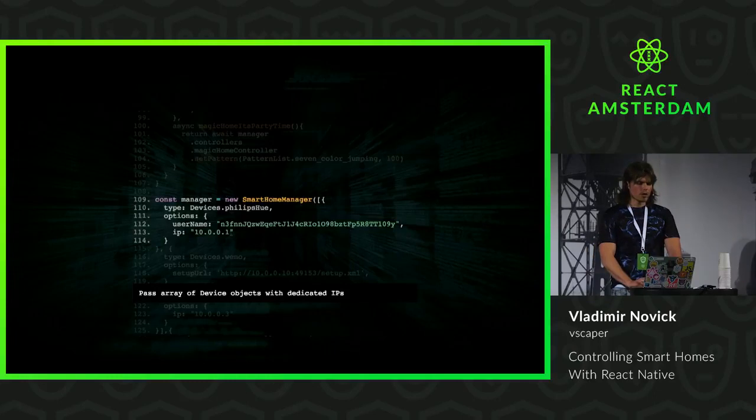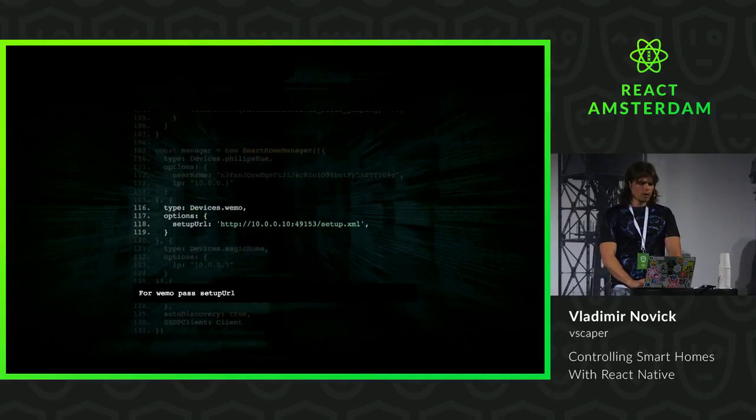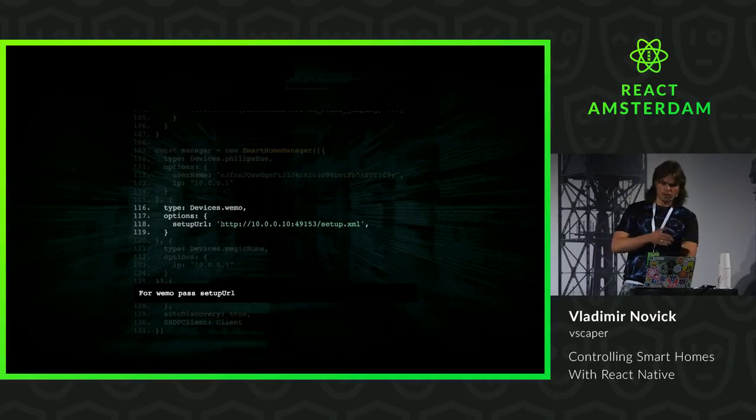And here you see I can pass an IP. If I enable auto-discovery mode, it doesn't look at this IP at all, and it just uses the actual IP it discovered. But if you don't want auto-discovery and you have the IPs of every device, you can just pass them, disable auto-discovery mode, and it will work in the same way. For Wemo, I have to pass a setup URL again if I don't enable auto-discovery mode.